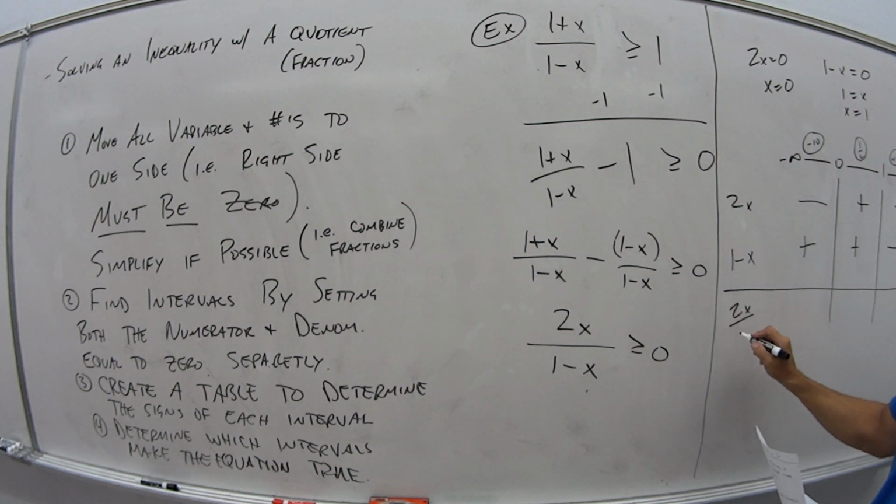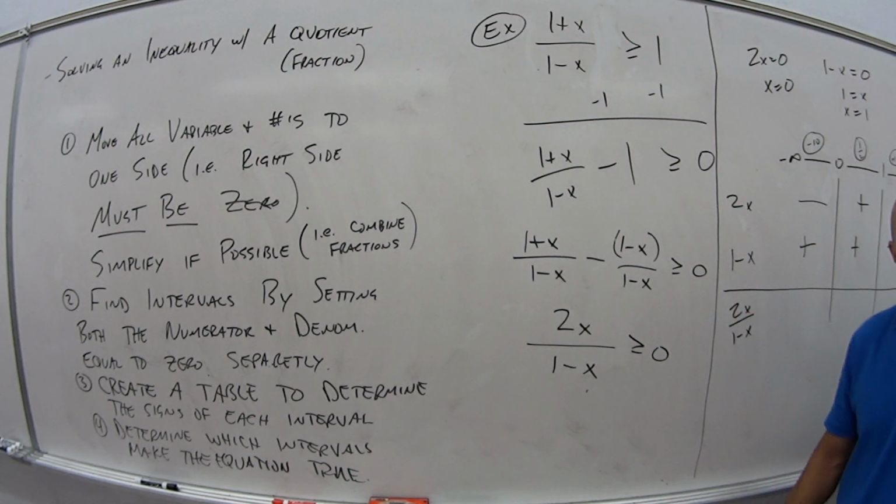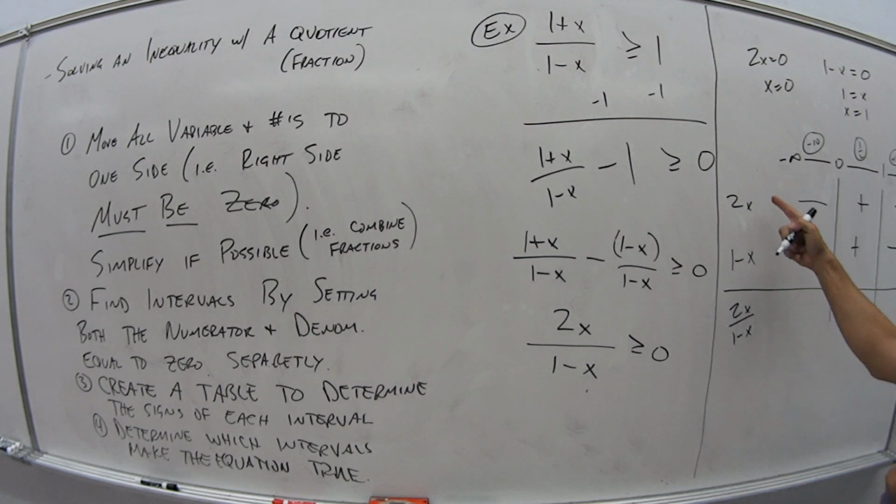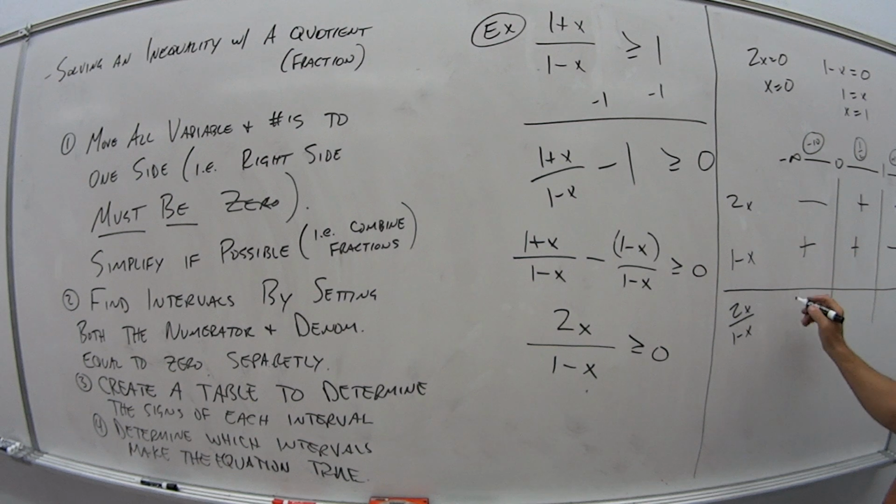So how about when they're both happening at the same time? So 2x divided by 1 minus x. So what do I have here? I have a negative number over a positive number. Negative divided by positive is negative. Positive divided by positive is positive. Positive divided by negative is negative.